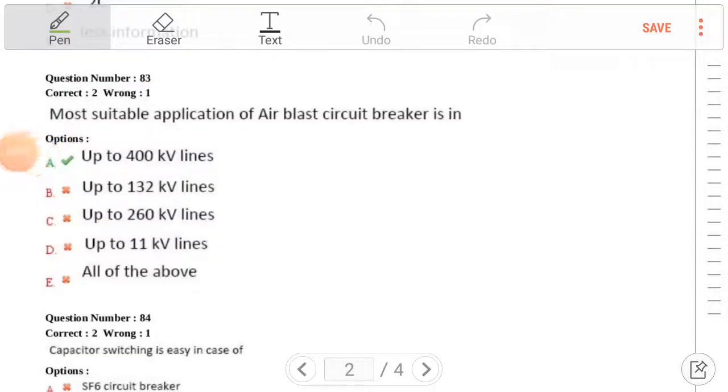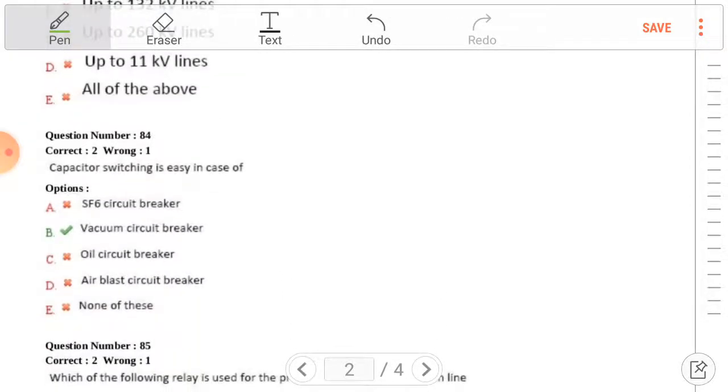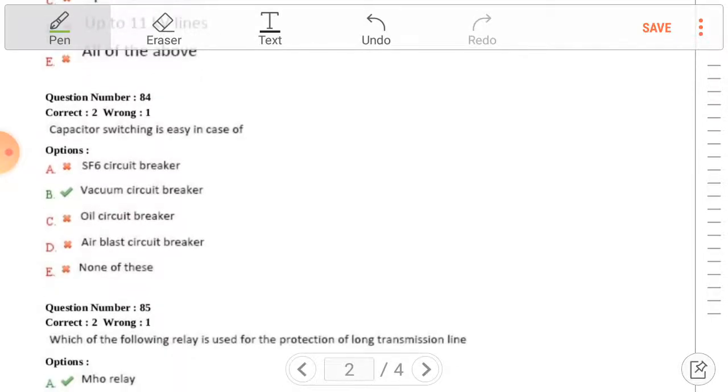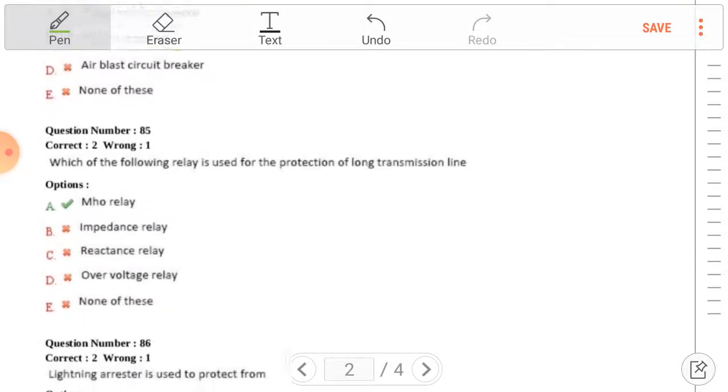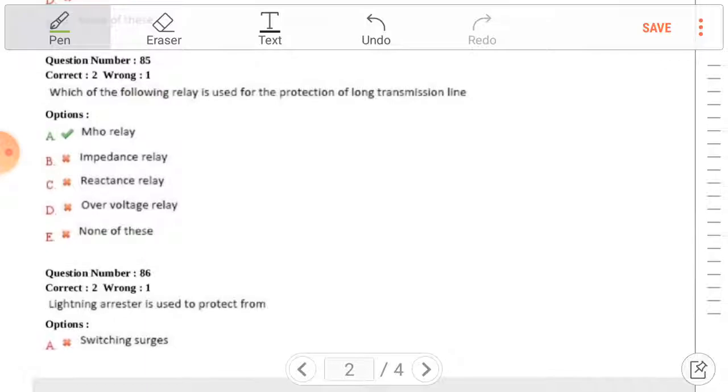Next is the most suitable application of an air blast circuit breaker. As we know, it is used in EHV lines, up to 400 kV. Capacitor switching is easy in the case of a vacuum circuit breaker. In a vacuum circuit breaker, switching of capacitance is easier than in others.